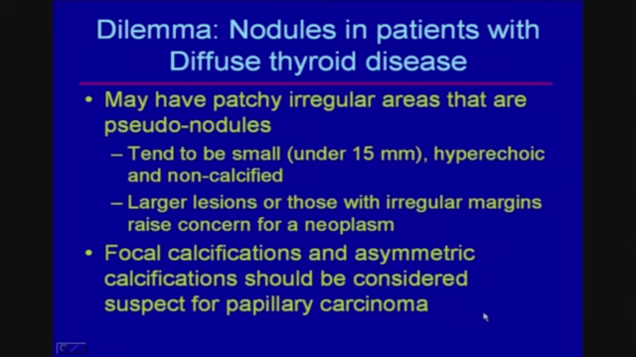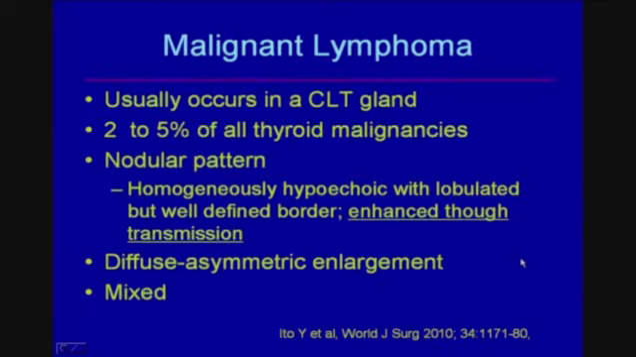And so, as I mentioned before, this is sort of our working algorithm to differentiate pseudonodules and benign nodules in the setting of asymmetric involvement from those that we consider to be papillary thyroid cancer: calcifications, whether they are focal or asymmetrically involving the lobe, or in association with abnormal lymph nodes, very important. Small lesions tend to be unimportant, and we leave them alone.